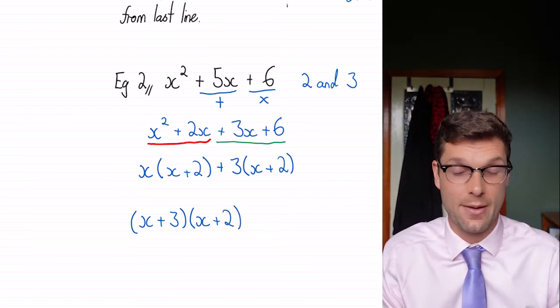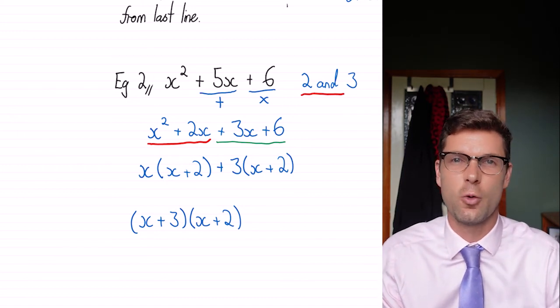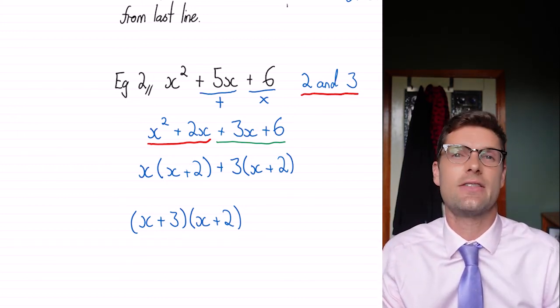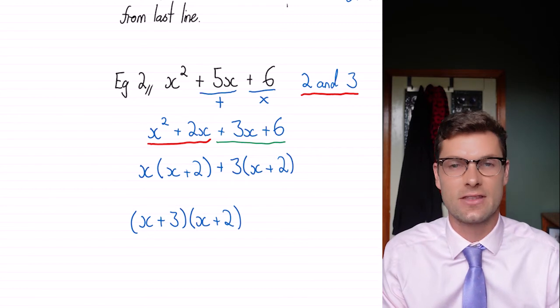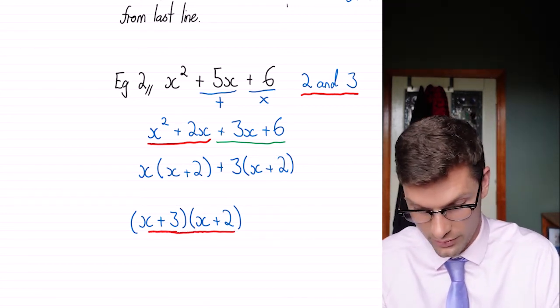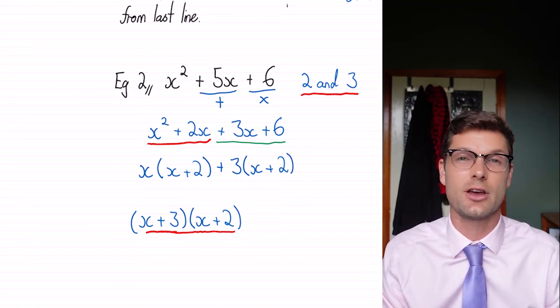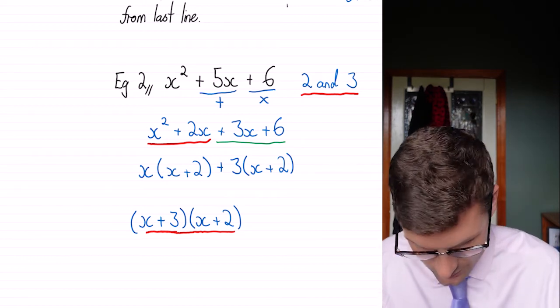For these ones, you might have been able to see a shortcut. The minute you've got your two numbers, once you've worked out what two numbers plus together to give the middle and times together to give the end, you can just go straight to this step. You can say, oh, it must be x plus the first one, x plus the second one. So if you're on top of that, that's awesome.